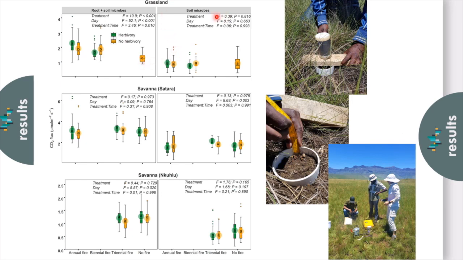Whereas this area shows what we did in the lab, where we removed roots from the soils and measured respiration again to determine fluxes. So this represented the component contributed by soil microbes. As you can see, there were no differences at all.